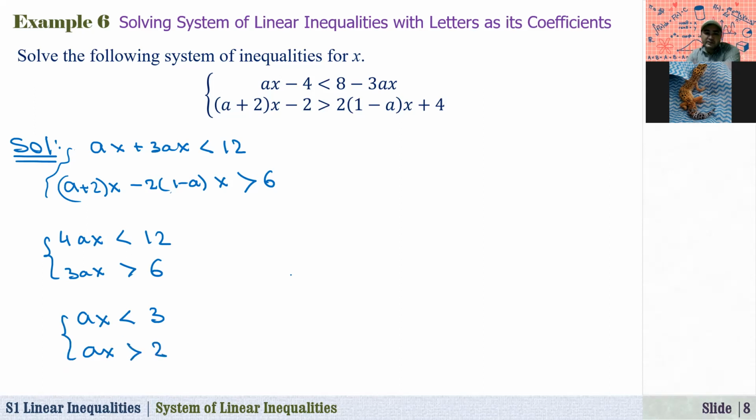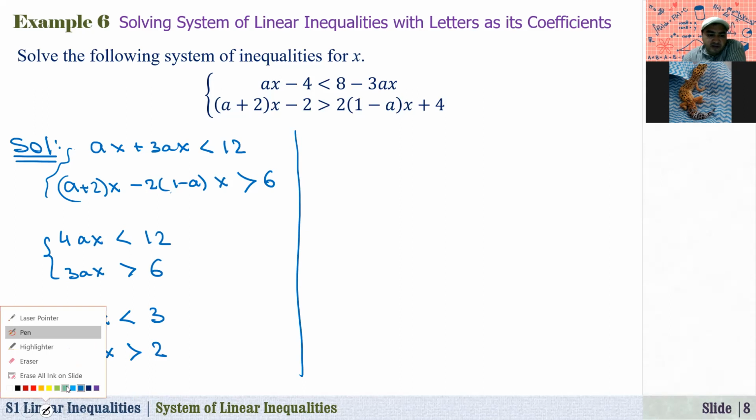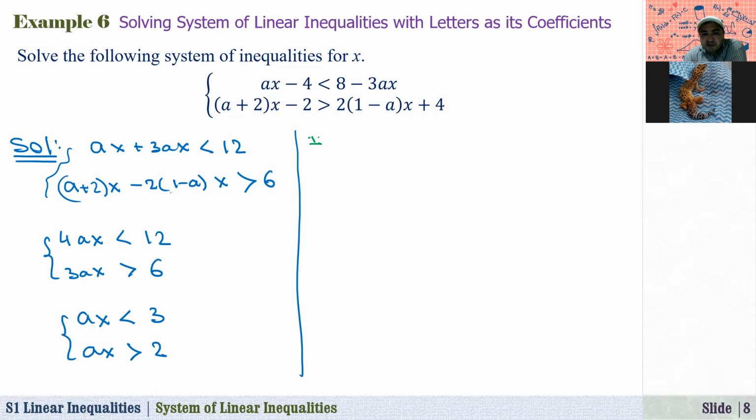Okay. So now a is our parameter, the coefficient. What can I do here? I have to consider different cases. The first case is, suppose that a is positive. If a is positive, at that time I can just divide both sides by a. So we will have this inequality then: x is less than 3 over a, and x is greater than 2 over a.